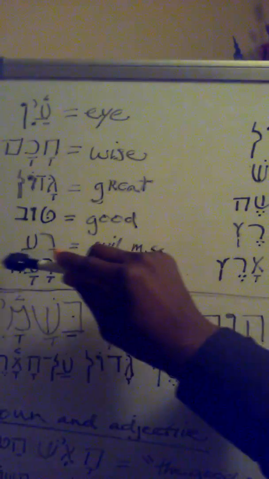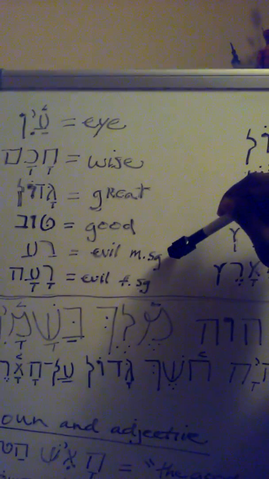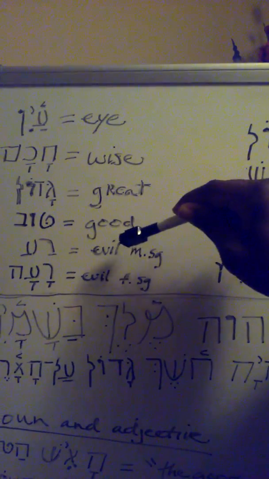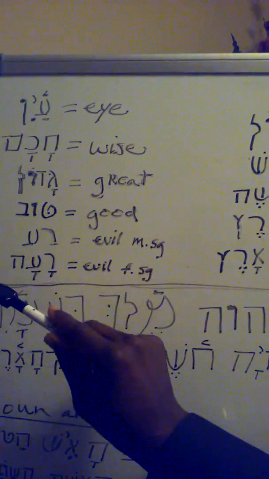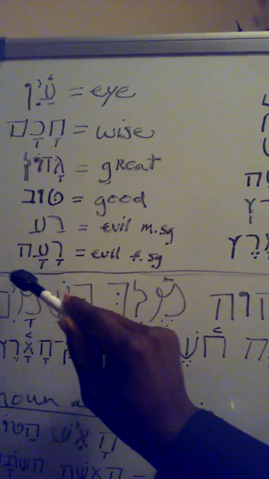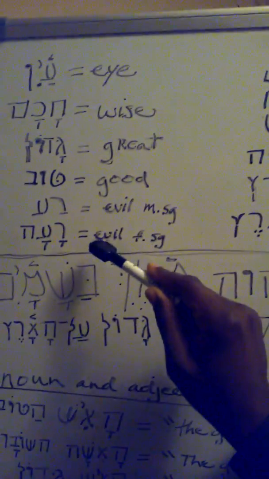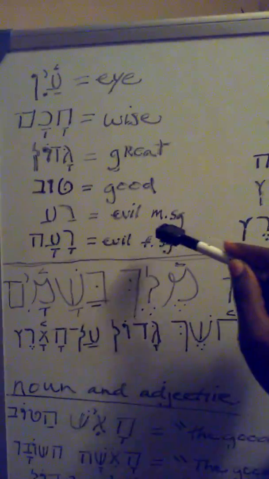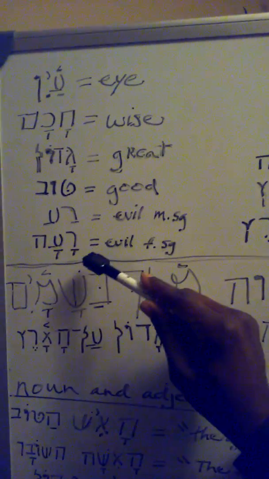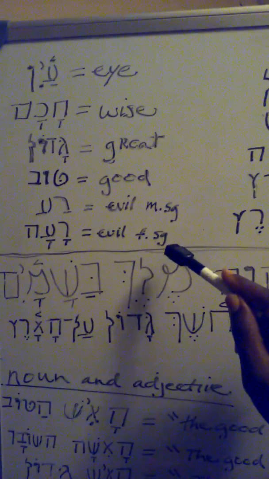Then we have ra, that's the masculine singular word for what? Evil. Then we have ra'ah, because you know if you put the qamets in an ending hey, then that is the feminine form. So it is the feminine singular for evil. Ra, which is evil masculine singular. Ra'ah, which is the word for evil feminine singular.